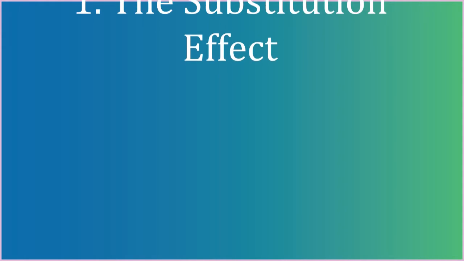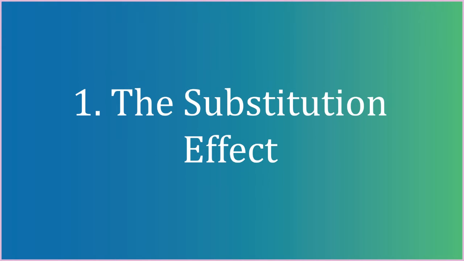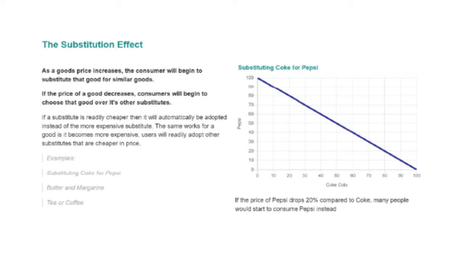The first principle is called the substitution effect. Firstly, I'm going to describe what a substitute is. You have 2 goods that are similar, so you could substitute one good for another, for example, butter or margarine, or tea or coffee. Essentially, the substitution effect is when we substitute one good for another good because of increases or decreases in price.